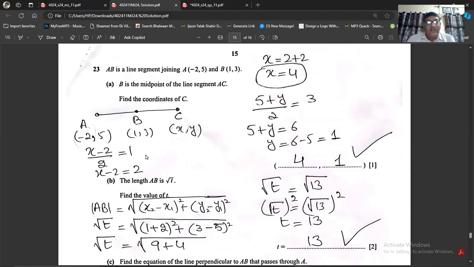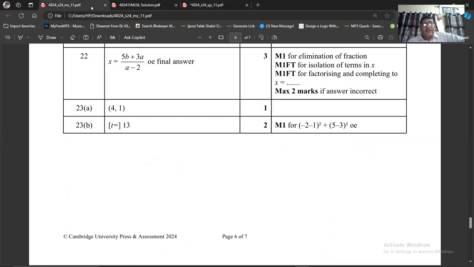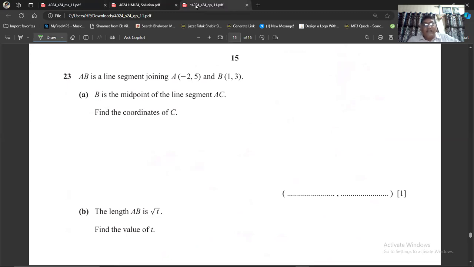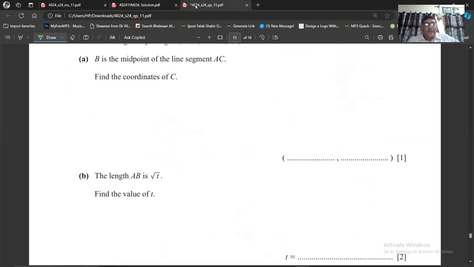So y plus 5 divided by 2 is equal to 3. So y plus 5 is equal to 6. So y will be equal to 6 minus 5. That is equal to 1. So the coordinates of the point C are 4, 1. The coordinates of the C are 4, 1. Our answer is right.